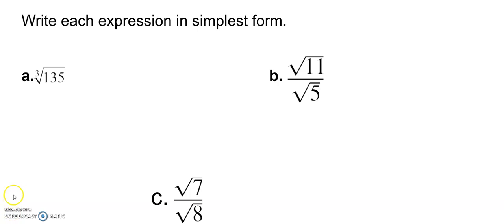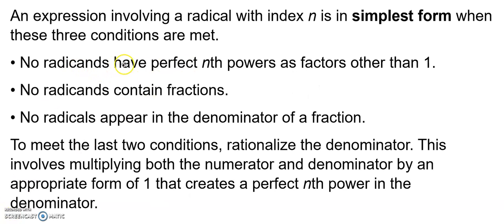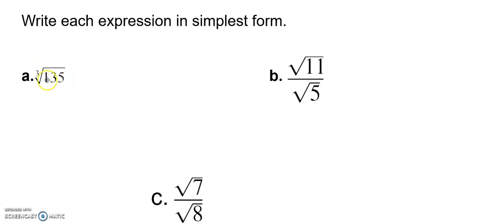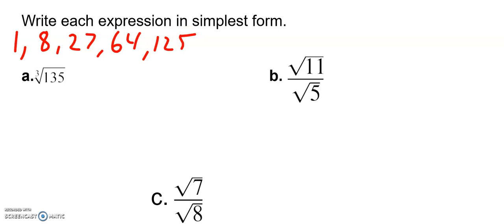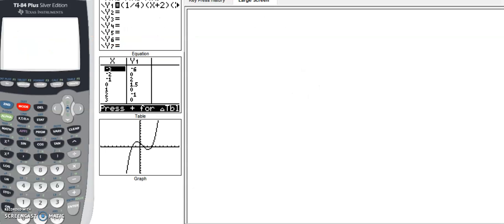Okay, so before we actually see the rationalizing in action, we're going to touch on the first one here. No radicands have perfect nth powers as factors other than 1. So here I have the cube root of 135. What I want to always try and do, and we've seen this a lot with square roots, but now we're seeing it with other types of roots as well, is think: since I have a cube root, I want to think about my perfect cubes, which are 1, and 2 cubed is 8, and 3 cubed is 27, and 4 cubed is 64, and 5 cubed is 125. And since this is 135, I definitely don't need to worry about 125. So what I would do at this point is literally do guess and check on my calculator, and I would see, is 135 divisible by any of those perfect cubes?